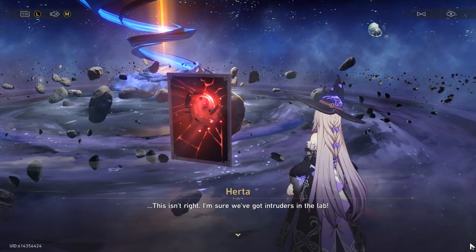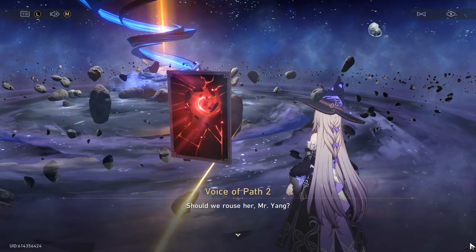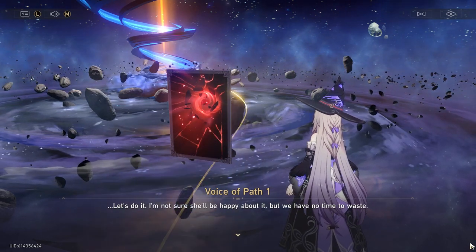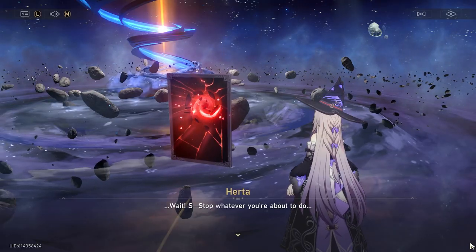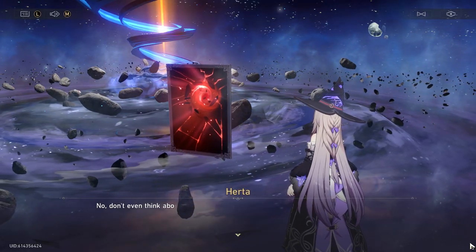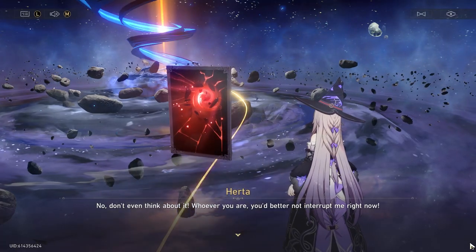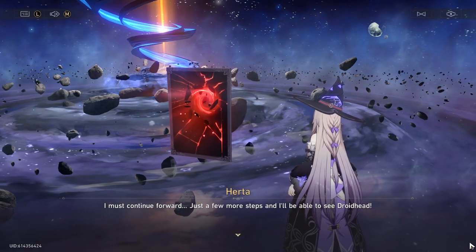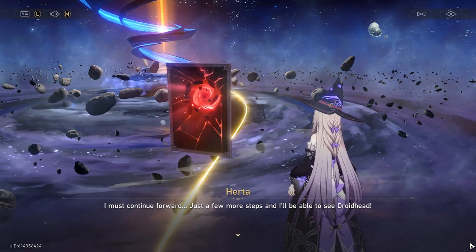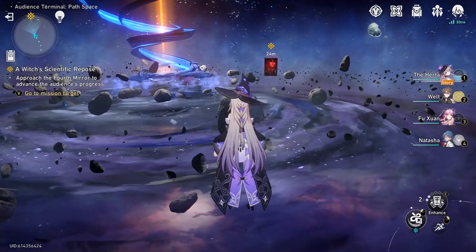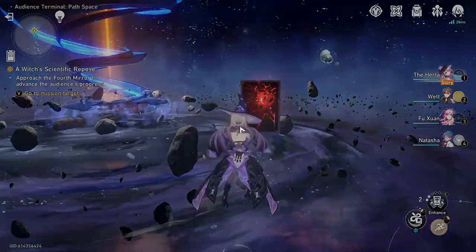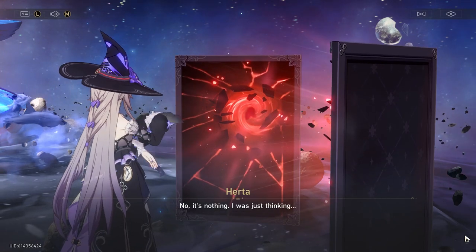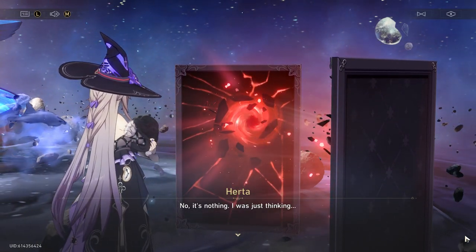This isn't right. I'm sure we got intruders in the lab. Wait! Stop! Whatever you're about to do, no, don't even think about it. Whoever you are, you better not interrupt me right now. I must continue forward. Just a few more steps and I'll be able to see Droid Head. Is something wrong, Madam Herta? No, it's nothing. I was just thinking.